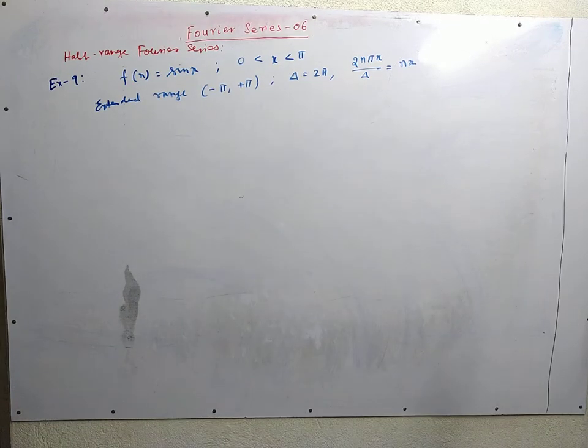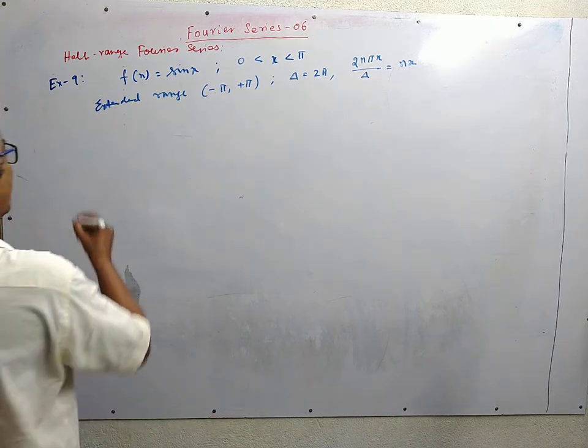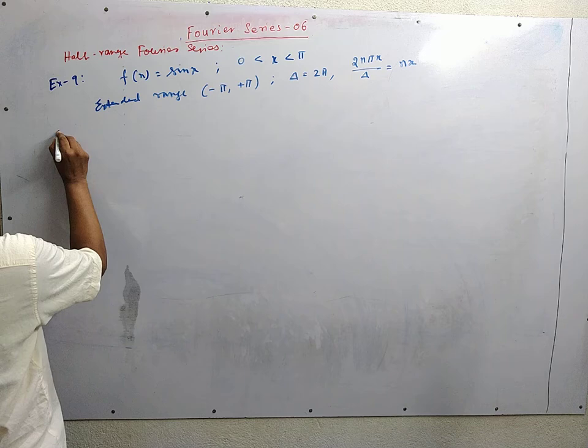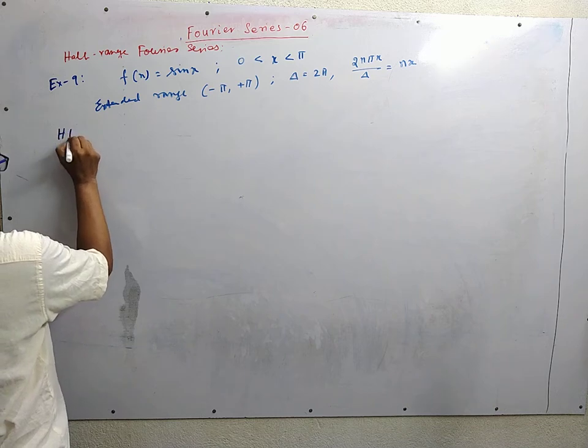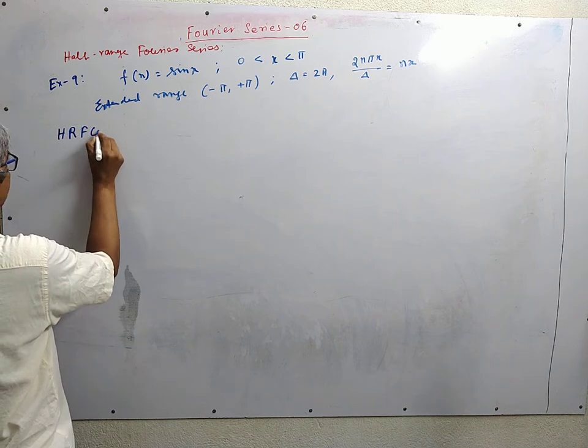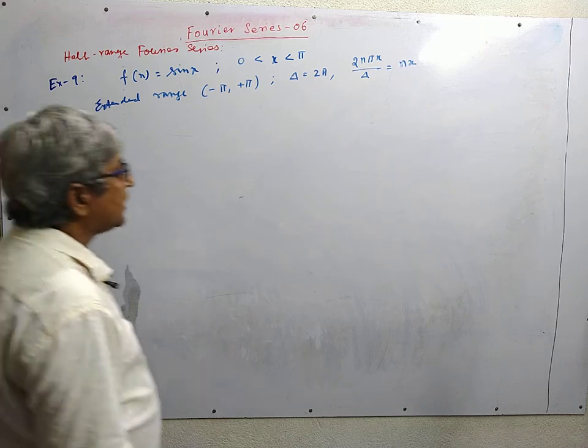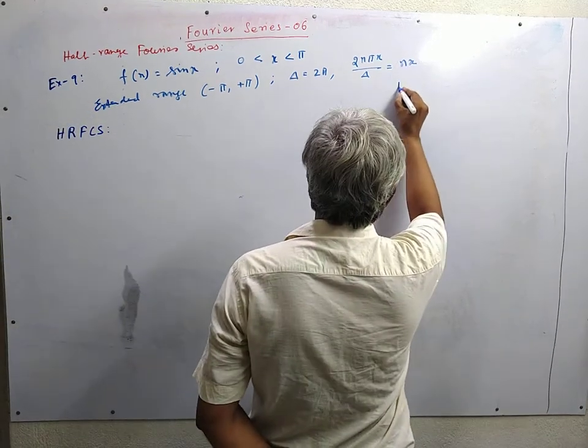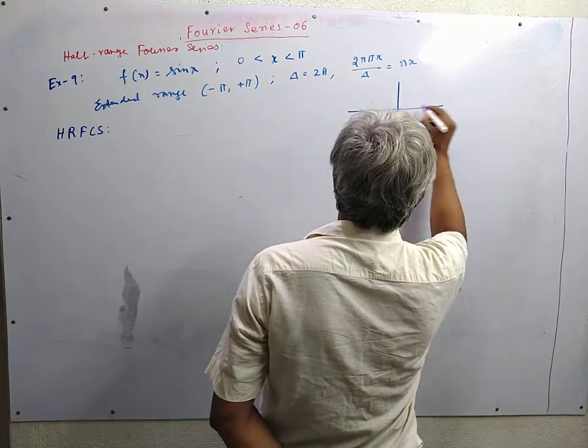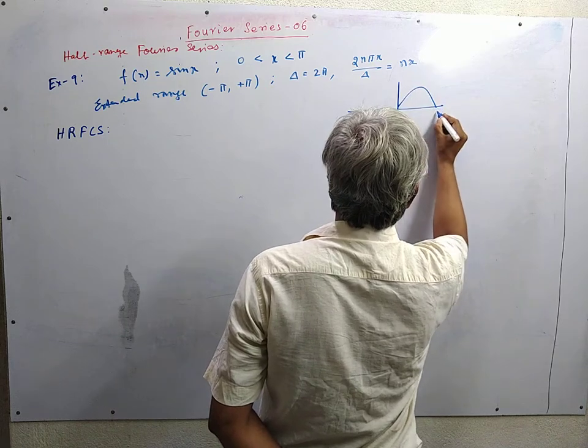Now we first expand this series in half range Fourier cosine series. So the thing that I am going to do is that the function is defined in 0 to pi.